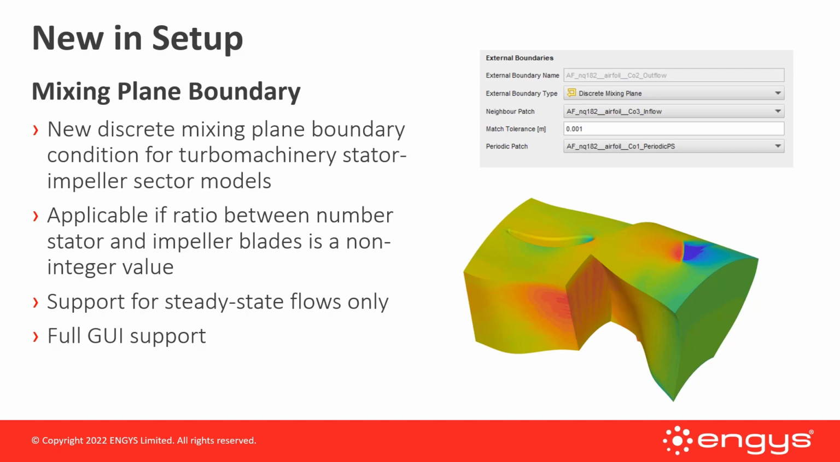This works based on a generalized MRF approach to construct a full 360 degrees model based on a stator impeller sector model. So it basically applies a discrete averaging type in the circumferential direction to calculate velocity and the other fields. This is applicable if the ratio between the number of stator and impeller blades is a non-integer value, and only for steady state flows. As you can see here, this is fully supported by the GUI.